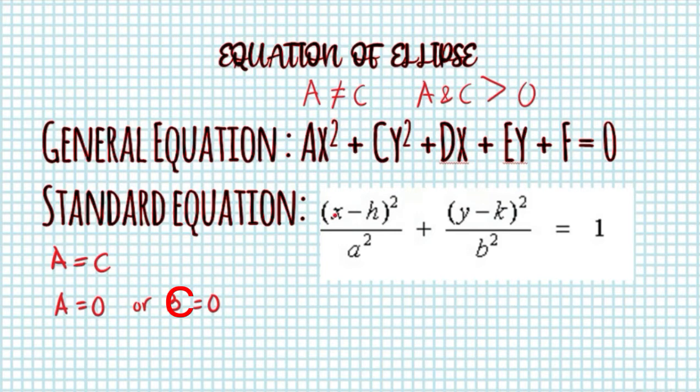Ang standard equation ng ellipse natin, lagi nyong tatandaan when it comes to ellipse, this is our standard equation: (x minus h) squared over a squared plus (y minus k) squared over b squared is equal to 1.